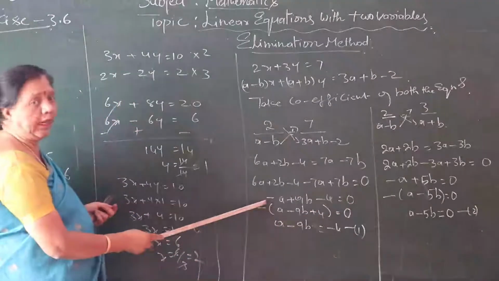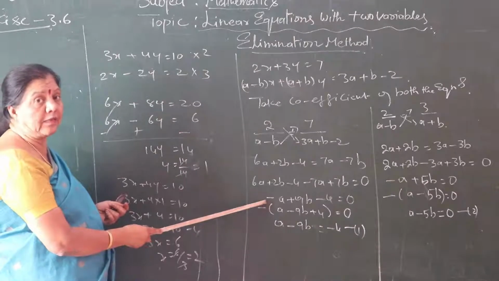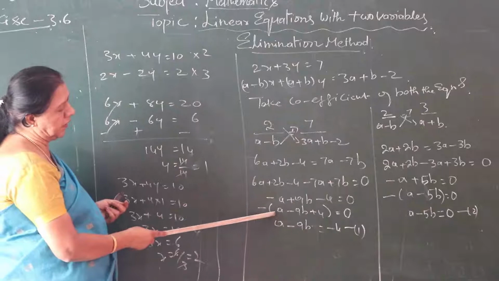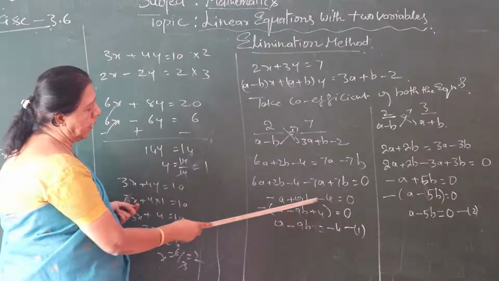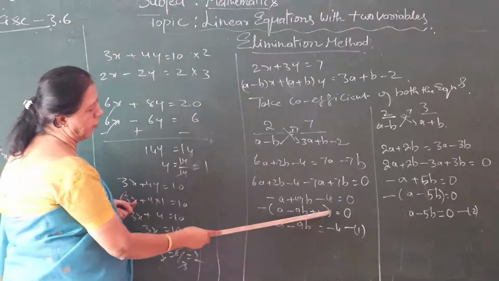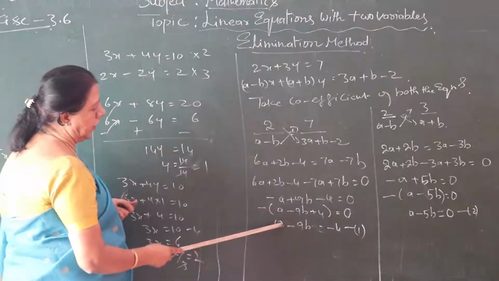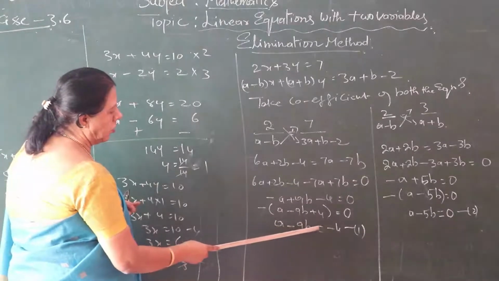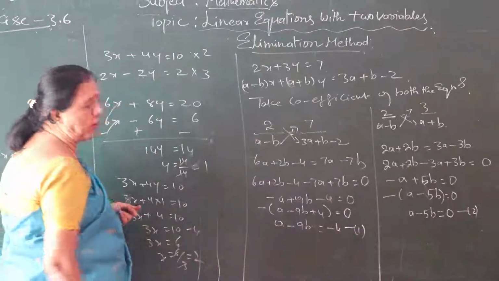See, at the beginning of the term, minus should not be there. You take it as common. See, minus as a common. Minus into minus, plus a, plus into minus, minus 9b, minus into minus, plus 4 is equal to 0. Now take out in the bracket, a minus 9b is equal to, plus 4 right hand side, minus 4.